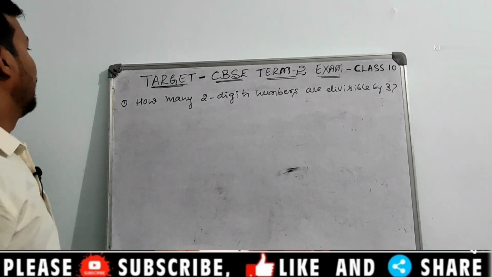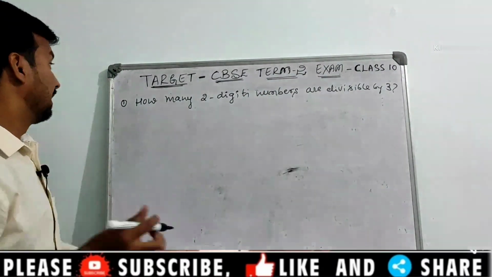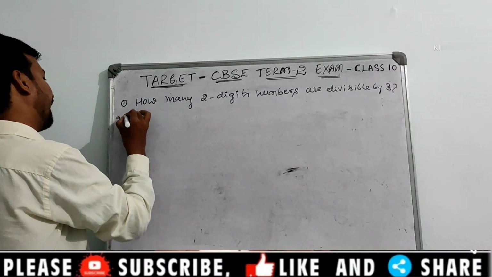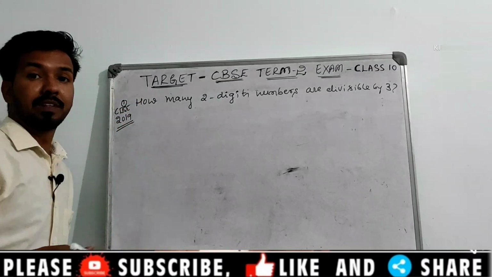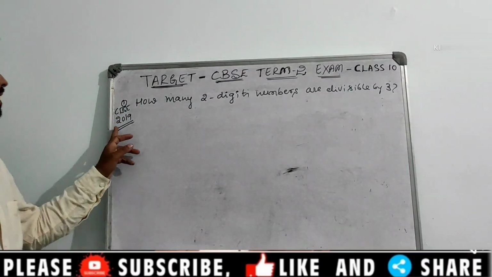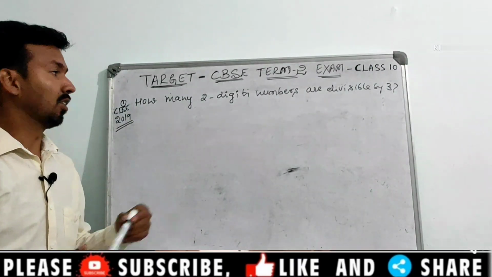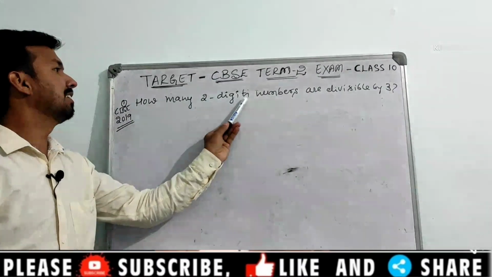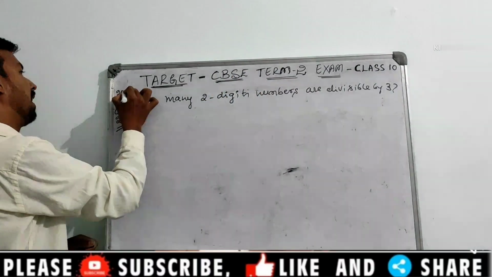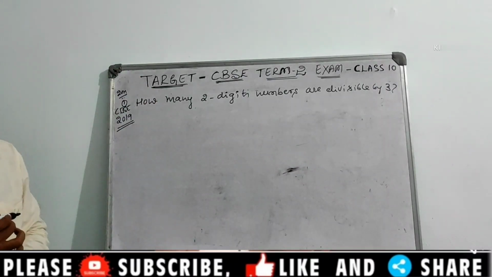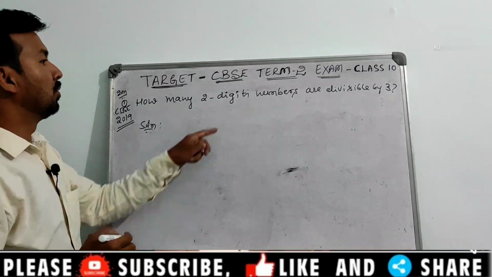Here, children, the second question: how many 2-digit numbers are divisible by 3? That was already asked in the examination in 2019, children. CBSE Delhi Board. They already asked in the 2019 CBSE main examination the question, how many 2-digit numbers are divisible by 3? They ask for 2 marks. That is very important, children. How to solve? The solution: how many 2-digit numbers?